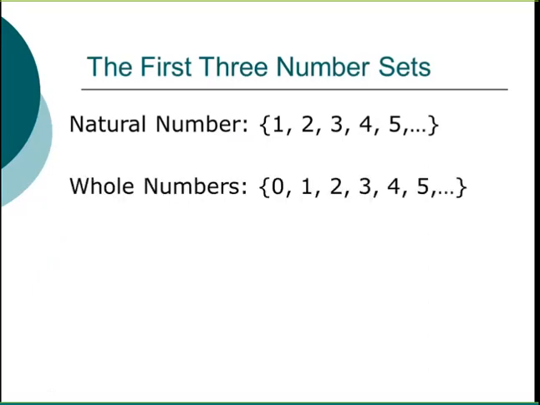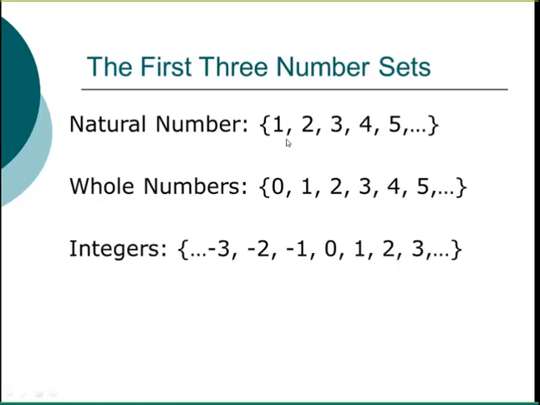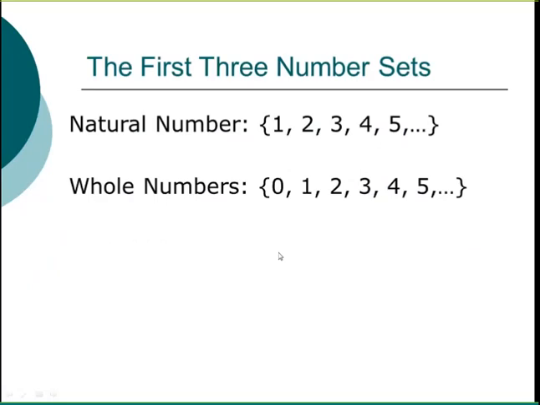Whole numbers include all of them, which is 0, 1, 2, 3, 4, 5. So the difference between natural and whole is that 0 is just not natural. We usually don't start counting at 0, but 1 is natural. So integers is what we're adding to this lesson today, which is negative to positive whole numbers. Basically, it's all the whole numbers, but then you've got all the negatives as well.